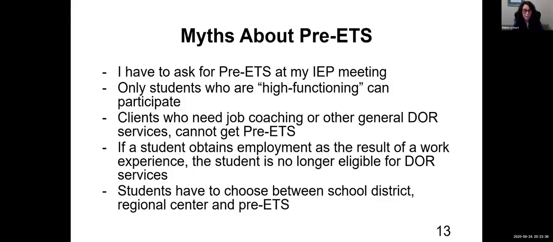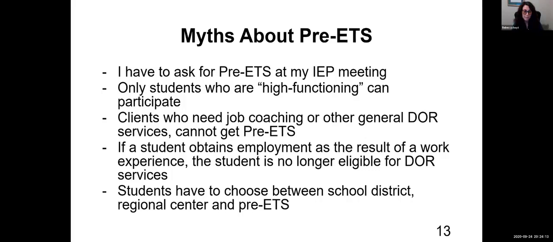And then if a student obtains employment, they can continue to receive pre-ETS services. They may have other employment goals. Most of us don't work in the first job that we had. We've had many first jobs, high school jobs, summer jobs, and then maybe had a career goal in mind. So the department can assist someone in their career goal, even if the student has obtained employment in a work experience or a first job, summer job kind of position.